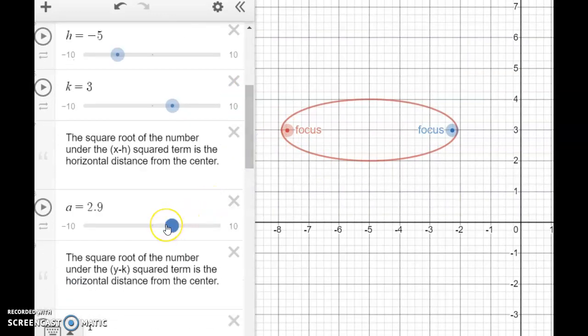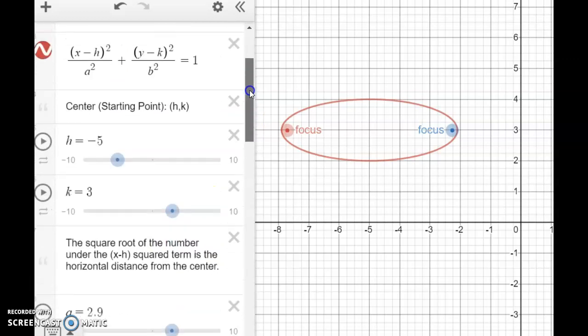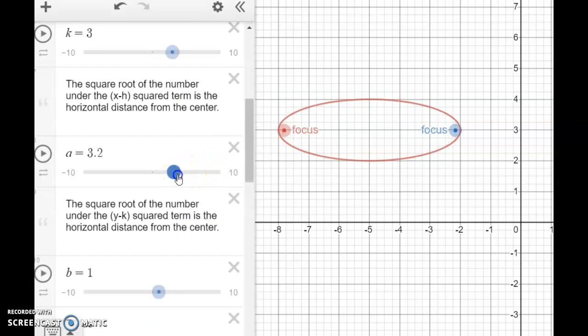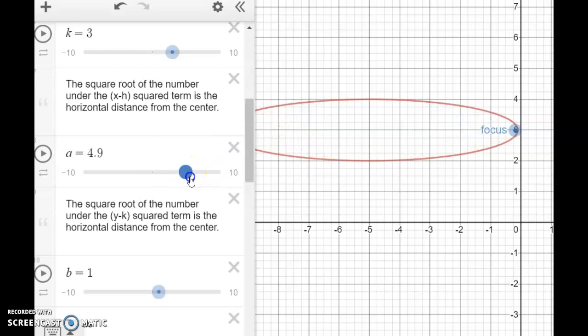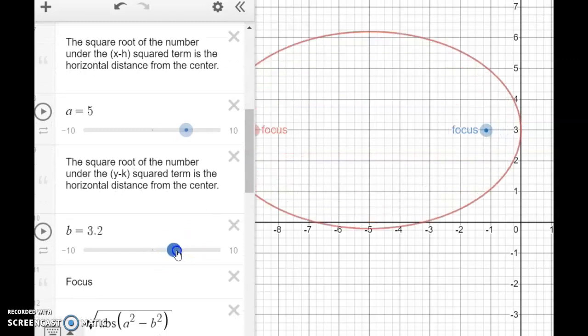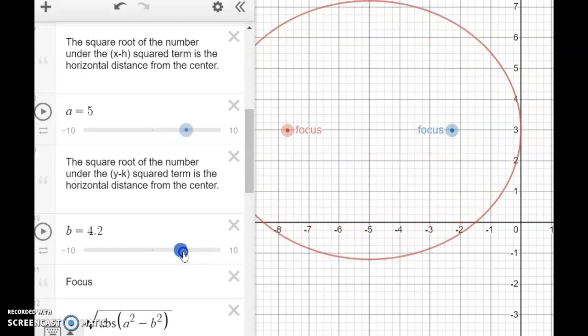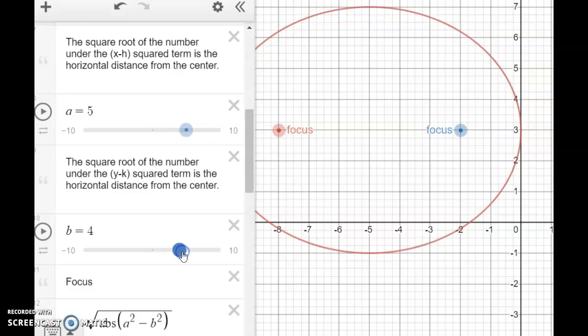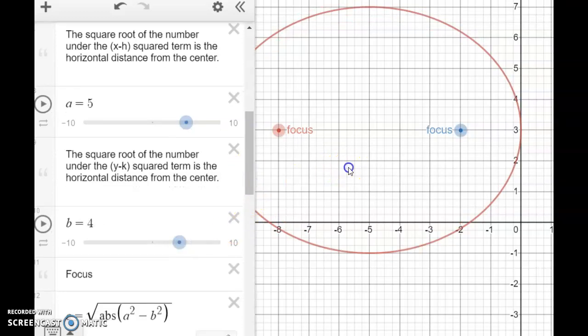The A was a 5, putting us at 5 squared. I'm going to double check that. Yep, that's true. So 5 right there makes it pretty long, I guess. Then the B itself was 4, so that's going to also make it vertical. There we go. And there we go. All right, and that's actually it.